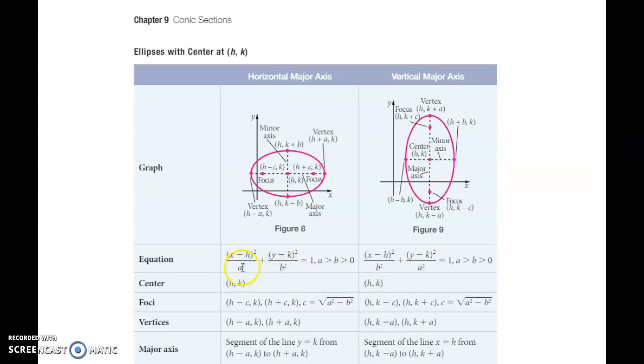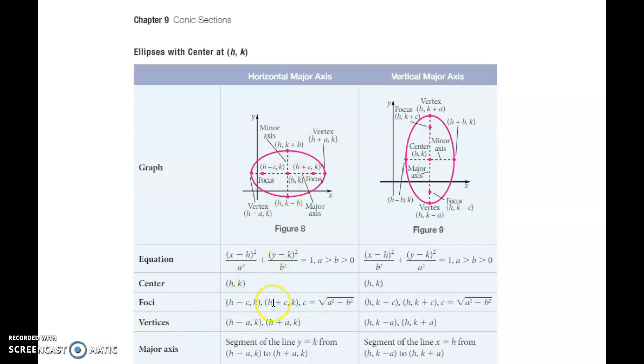And in this case, this denominator is larger than that one. And in the other case, this denominator over here is larger than this denominator. And that makes the ellipse either horizontal or vertical. The h and the k that you see here, well, that's the center of the ellipse.